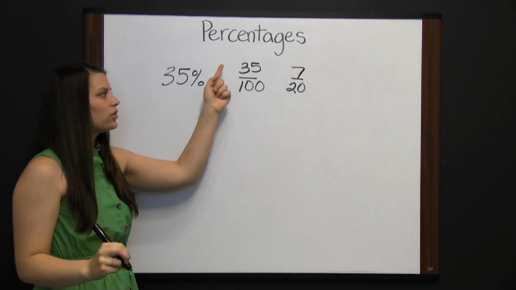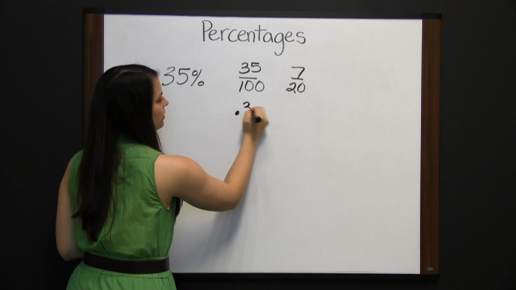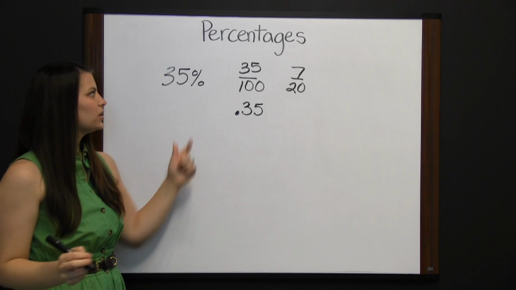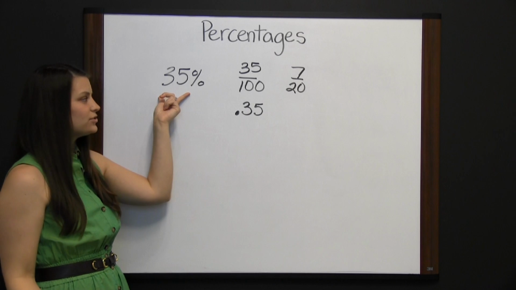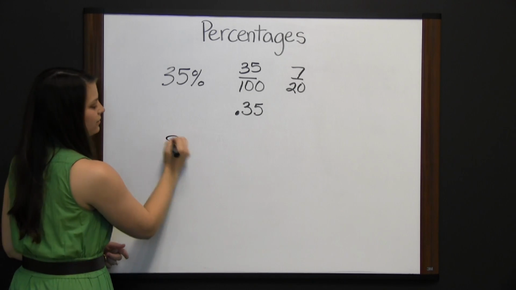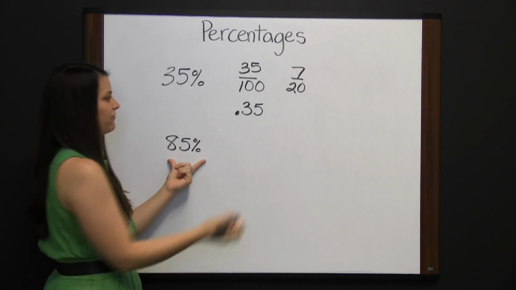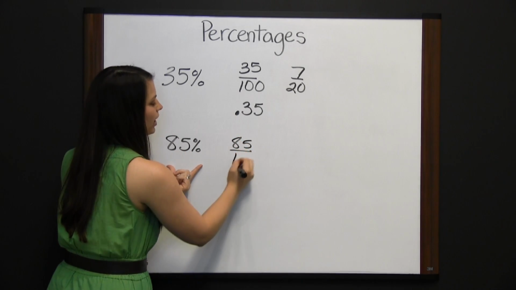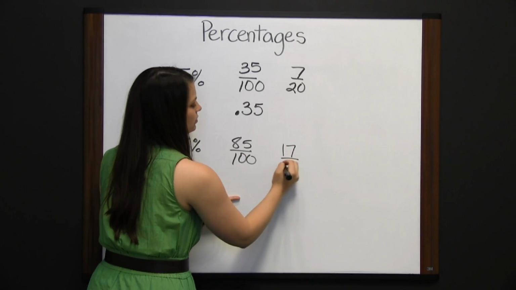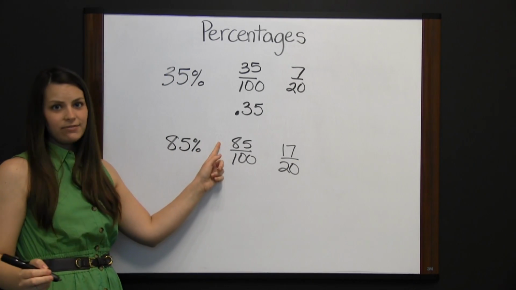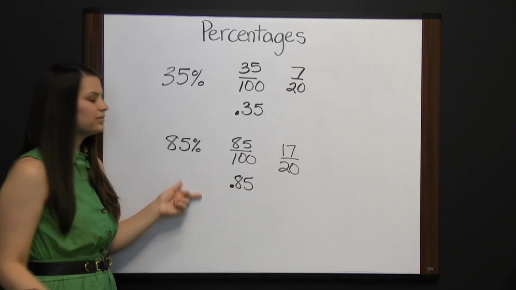You could also write 35 out of 100 as a decimal, 35/100. So percentages, again, are just that number out of 100. Let's take 85%. 85% means 85 out of 100, which can also be simplified to 17/20. And 85/100 can be written as a decimal 85/100.